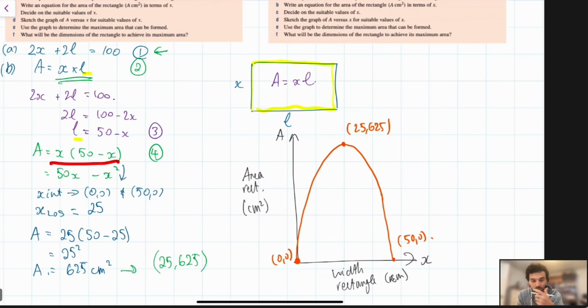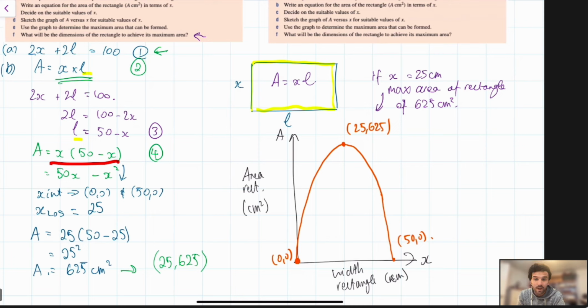And then it says use the graph to determine the maximum area that can be formed. So we can say that if x is equal to 25 centimeters, then we have a maximum area of the rectangle of 625 centimeters squared.